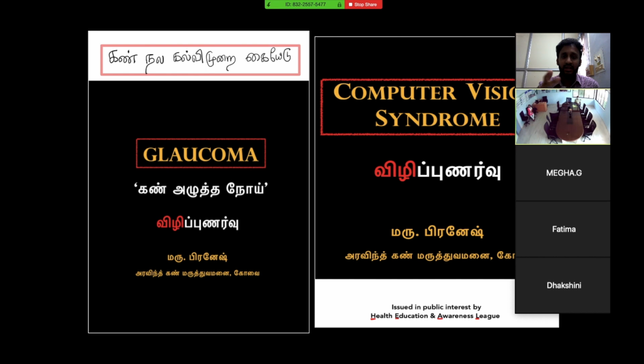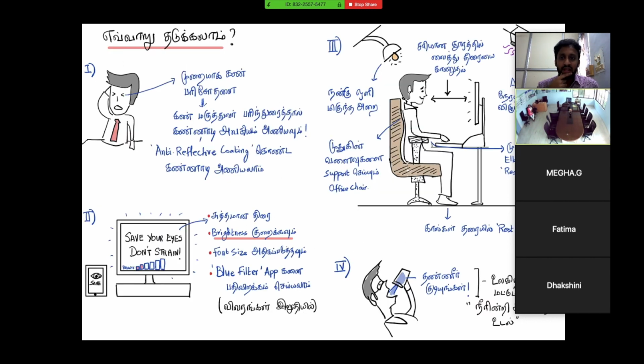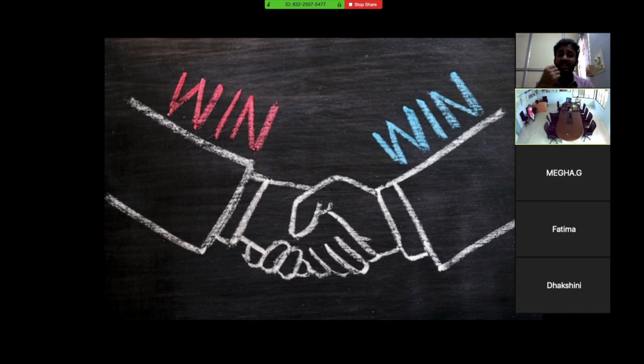I've made like 5 to 6 of them. This is one on glaucoma and computer vision syndrome. And this is the picture, this is on glaucoma, where I made some illustrations with pictures. And this is on computer vision syndrome. So the idea is very simple. Whatever you're doing, you're just trying to extend it, extrapolate it to another category, to another audience. So it's like a win-win.